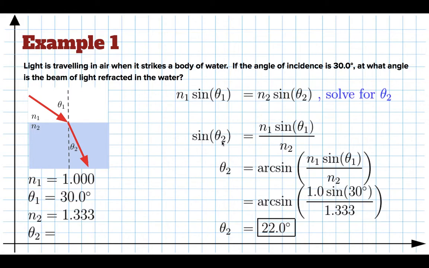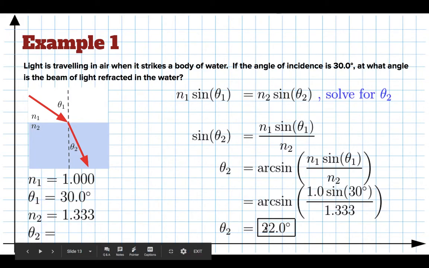So if the sine of theta 2 is equal to this ratio, then the arc sine of this ratio will give me theta 2. So theta 2 is going to equal the arc sine, or the inverse sine, of this ratio. And you can then plug in the numbers. Make sure you're in degrees mode on your calculator, and you can arrive at the conclusion that theta 2, the angle of refraction, is 22 degrees.